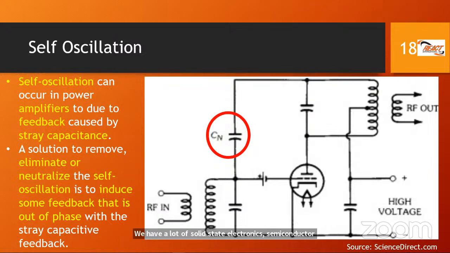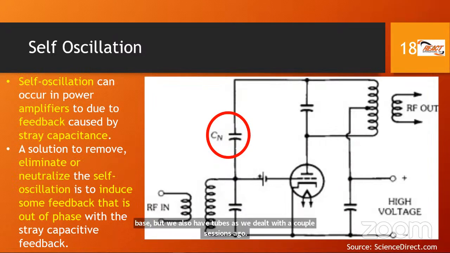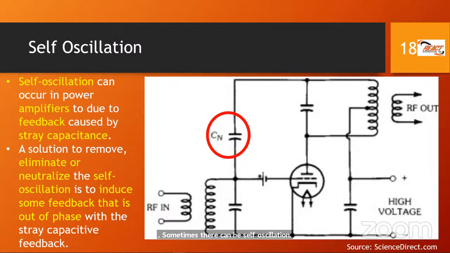So this is a schematic diagram, and sometimes there can be self-oscillation. What happens is, due to stray capacitance or parasitic capacitance, you can have a bit of the output signal feeding back into the RF input stage. So some of the output comes back into the input. And remember, we said that that is oscillation, right? And under the right conditions, it can cause problems for you as an amateur radio operator. It's unwanted. So that self-oscillation can be caused by stray capacitance.